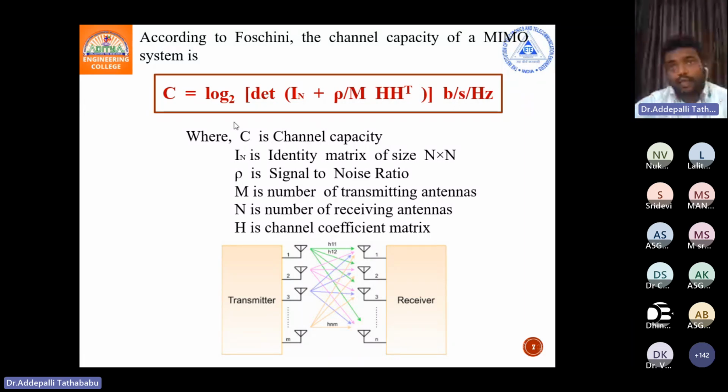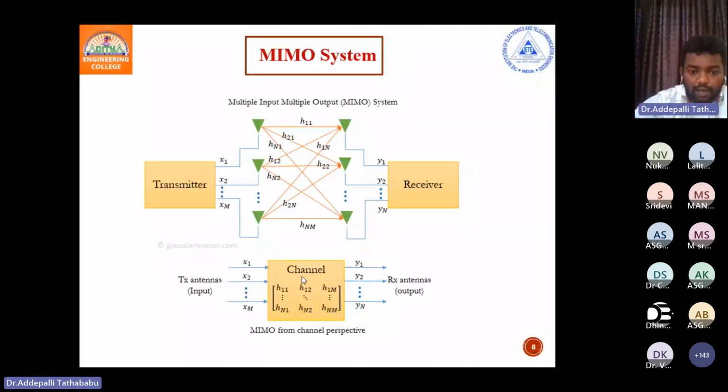If you take the SISO system, it will send 1 bit per second per hertz. If you take the MIMO system, R bits per second per hertz, where R indicates the rank of the channel coefficient matrix. Then automatically the data rate will improve, then the channel capacity will improve. So the MIMO system gives a high data rate.